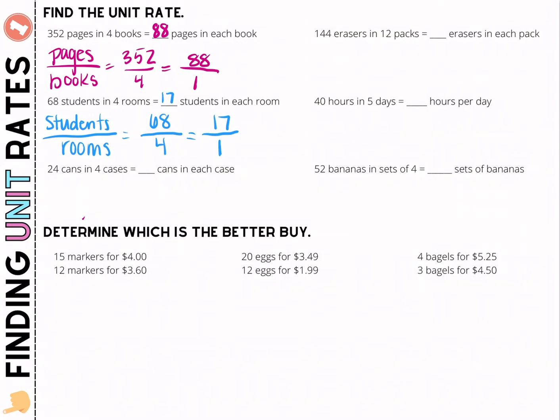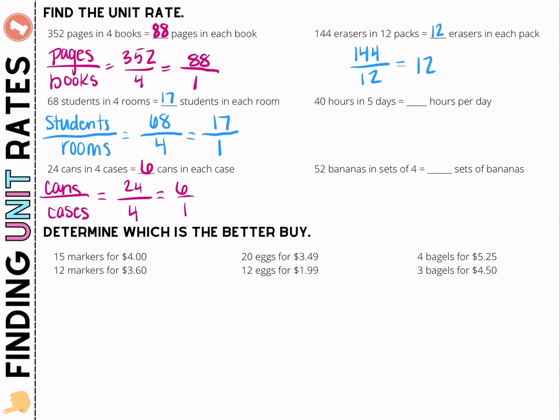Okay, or 24 cans in 4 cases, so I have cans over cases, because we want to know how much is in one case, or in each case. So we have 24 over 4, which is 6 over 1. So we have 6 cans in each case. Okay, so then 144 erasers in 12 packets, so that would be 144 over 12, and you do that division. So you physically type 144 divided by 12, hit enter, and you get 12.